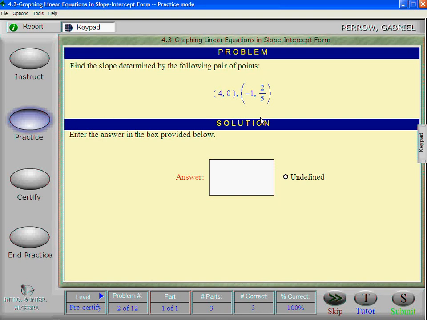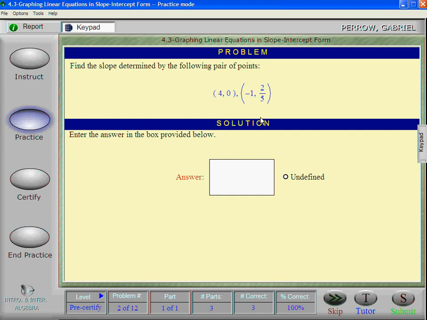Okay, another example. Find the slope determined by the following pair of points. So you have 4 comma 0 and negative 1 comma 2/5. They're basically asking you to determine the ratio comparing rise to run between any 2 points on this line, and it will also be specifically between these 2 points.